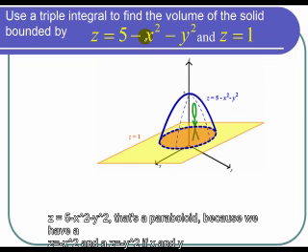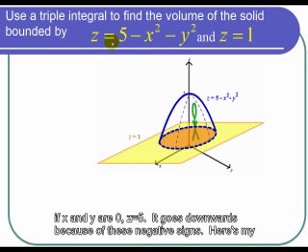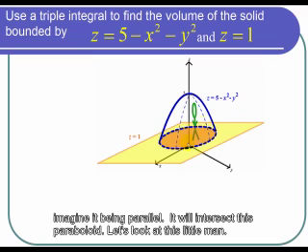Z equals 5 minus x squared minus y squared. That's a paraboloid because we have z equals negative x squared and z equals negative y squared if x and y are 0. Those are both parabolas. The paraboloid starts at 5 on the top because if x and y are 0, z is 5, and it goes downwards because of these negative signs. So here's my paraboloid. Z equals 1 is a plane parallel to the xy plane, lifted up 1. So here's my plane. We can imagine it being parallel, and it is going to intersect this paraboloid.